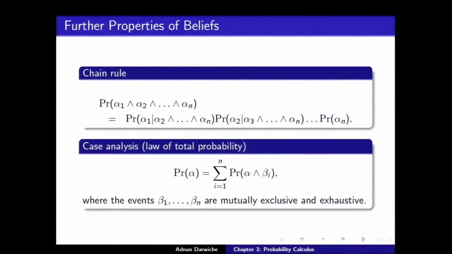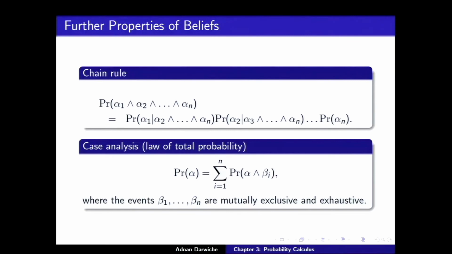This is another significant identity or equation. If you've seen it before, you've seen it under the name of the law of total probability. I call it case analysis in the book.